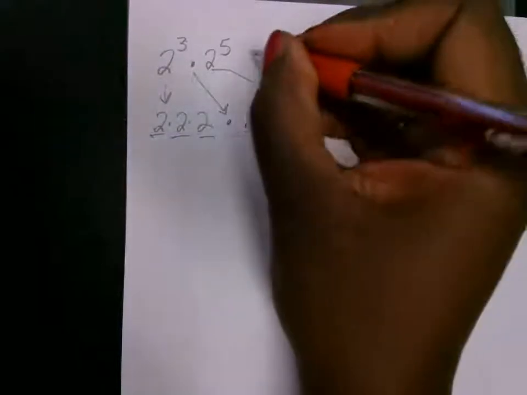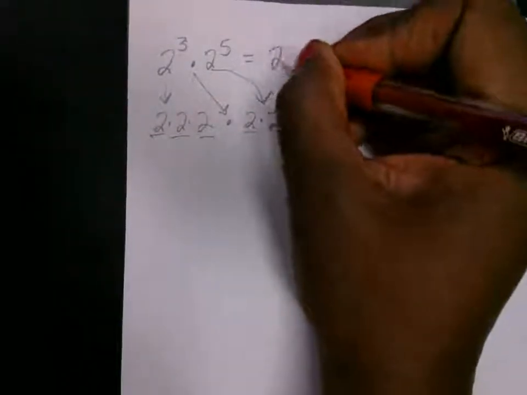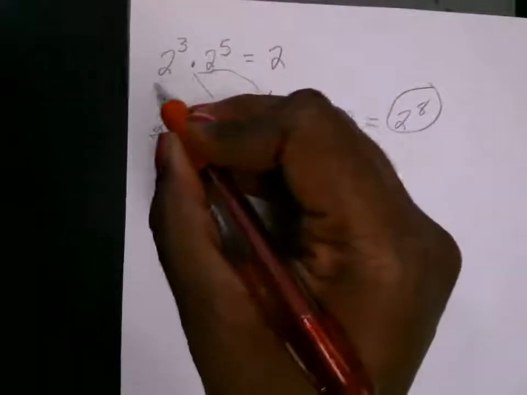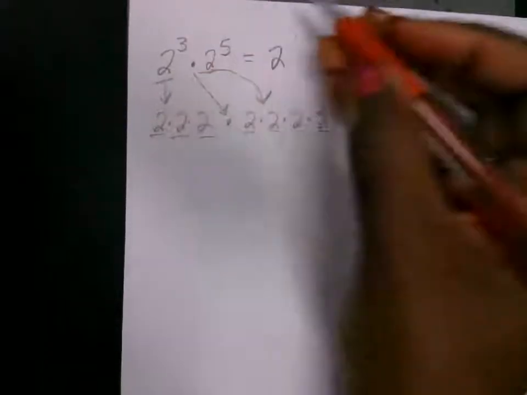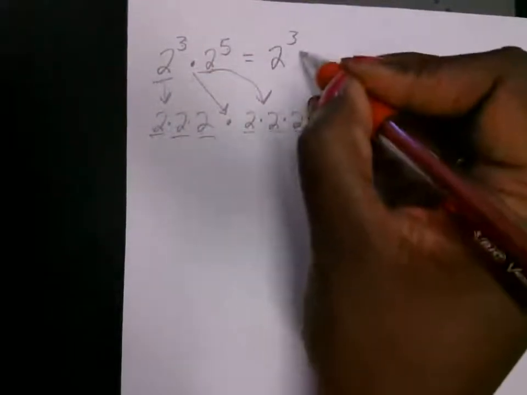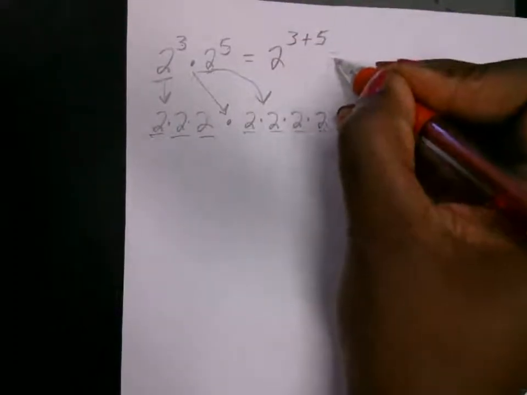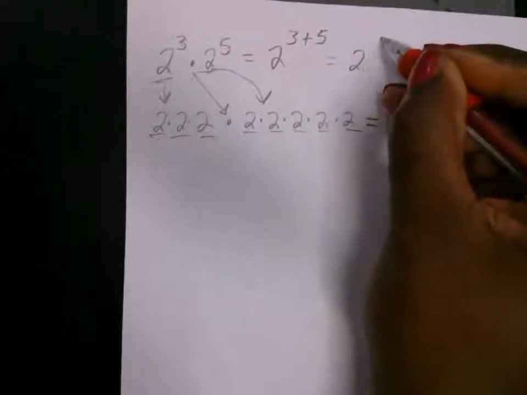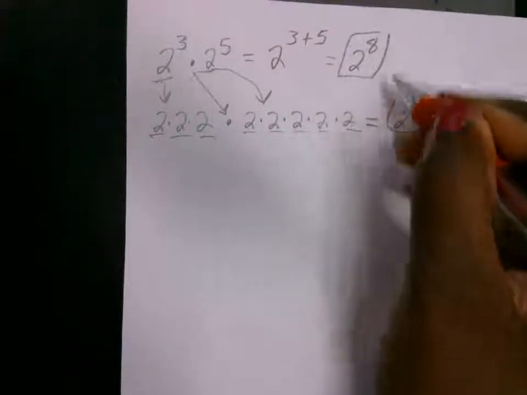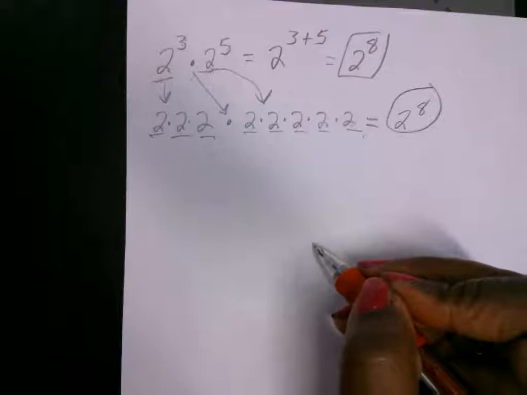A short way of doing this is to say your base is 2. The bases are alike. 2 is being multiplied 3 times here, plus 2 is being multiplied 5 times there. So that means 2 is being multiplied a total of 8 times. This is the shortcut. Any questions about that?